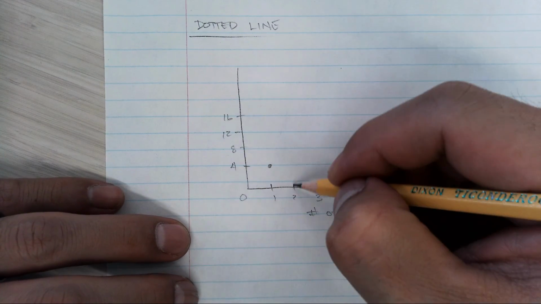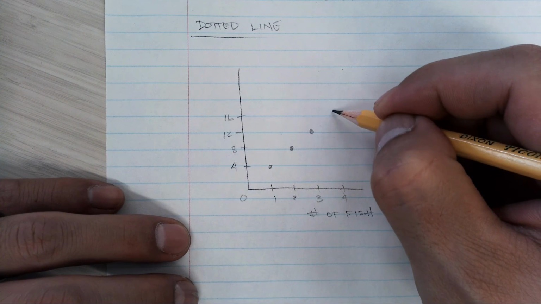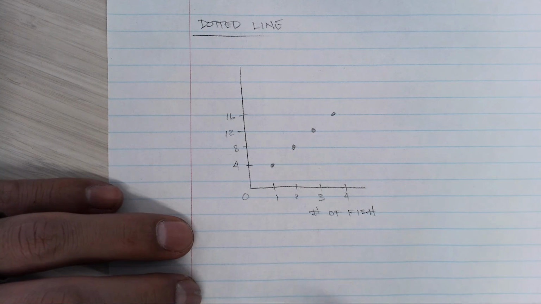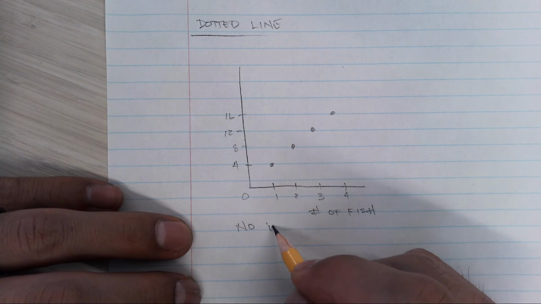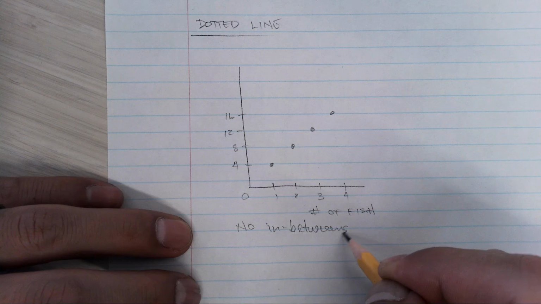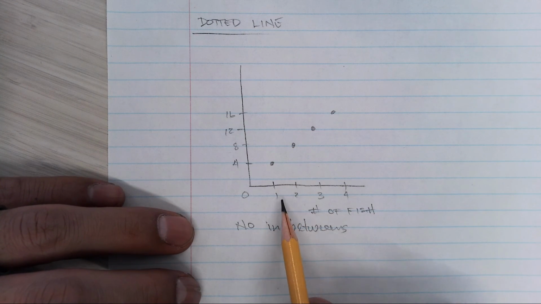Okay. 1, 2, 3, and 4. Okay? So it is a straight line, but there is no in-betweens allowed. Why? Because you cannot ask them to give you 1.5 fish to put in your aquarium. Get it?